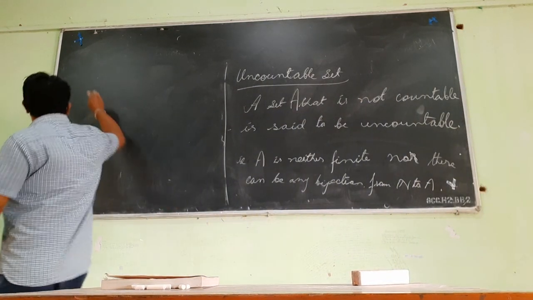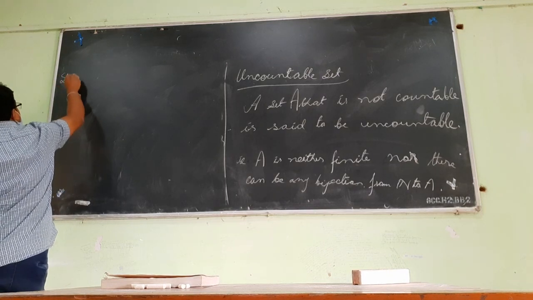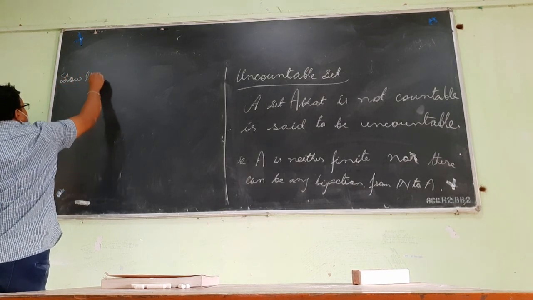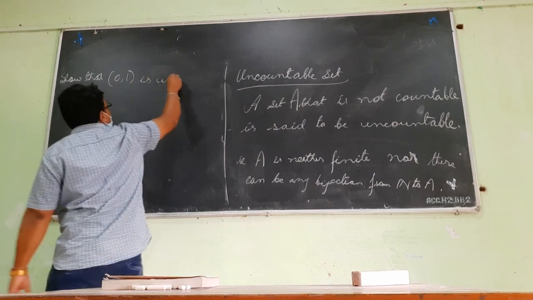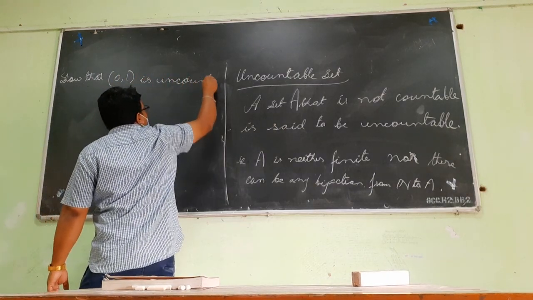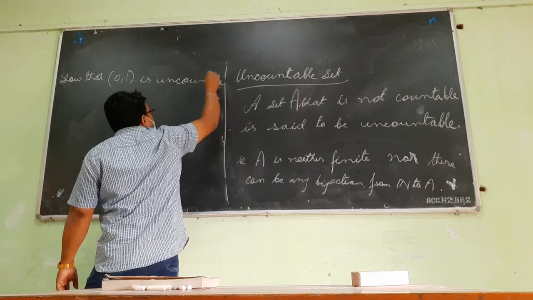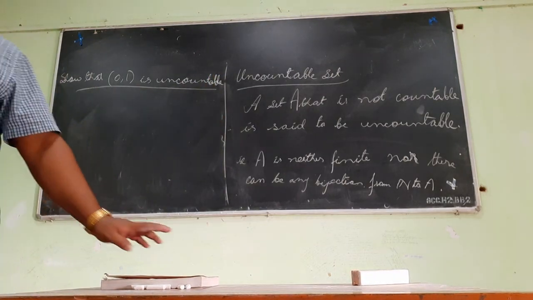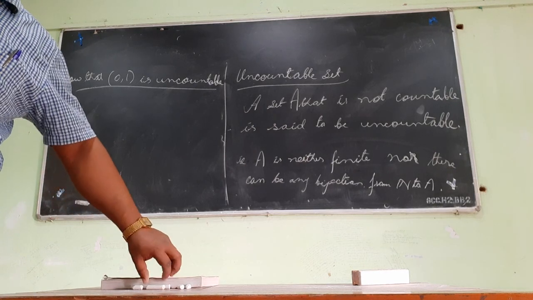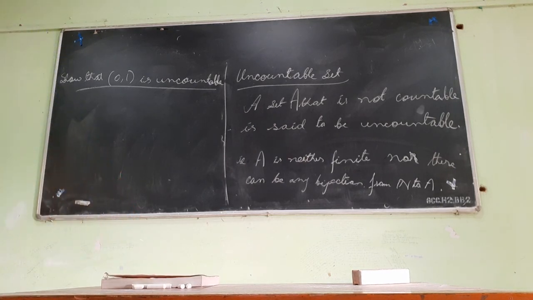So the first result here is that the set 0, 1 is uncountable. So I will discuss that. This is the last topic, the last problem in this part of the section, unit 1. I have a ready-made lecture for this also. Probably I will give that. Okay, you can understand from there.